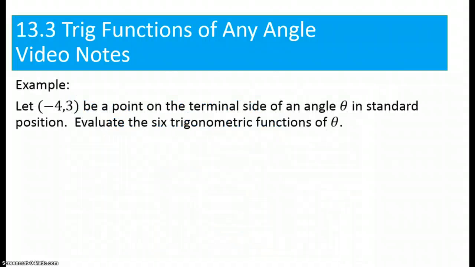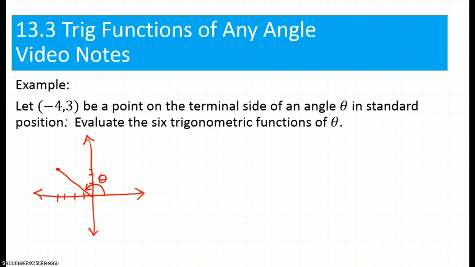All right, let's look at an example. Let (-4, 3) be a point on the terminal side of an angle theta in standard position. Evaluate the six trigonometric functions of theta. So the first thing we want to do is draw this point. We know that (-4, 3) is in quadrant 2. So 1, 2, 3, 4, up to 3. Here's the point, (-4, 3), a point on that terminal side. So here's my angle theta.